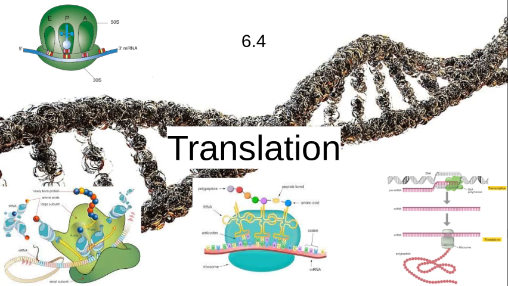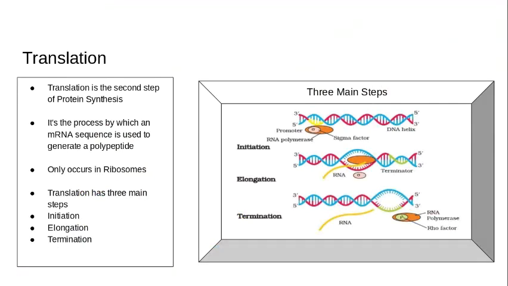Translation, 6.4. The process to make a polypeptide starts off with the arrival of the mRNA molecule at the ribosomes. While mRNA was being synthesized, tRNA molecules came together with their specific amino acids according to the activity of specific enzymes. The tRNA molecules then began transporting their amino acids to the ribosomes to meet the mRNA molecule.